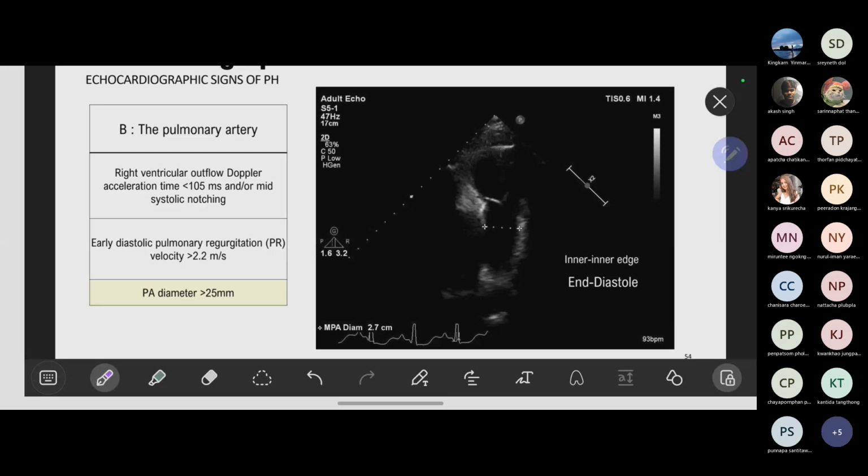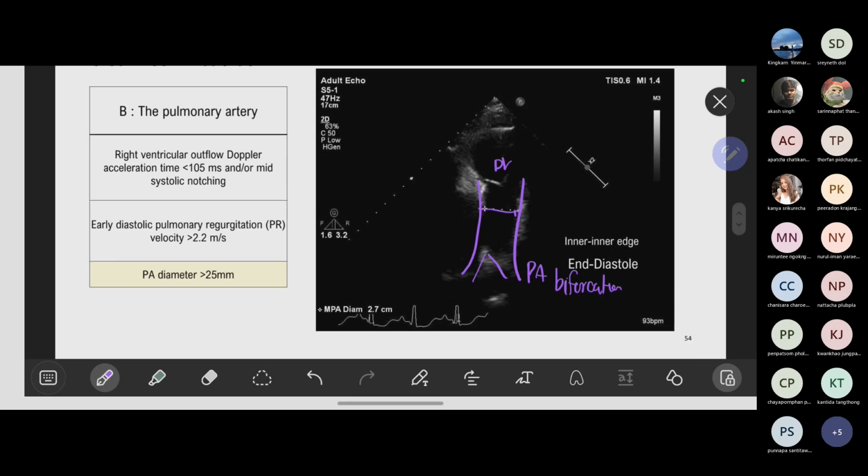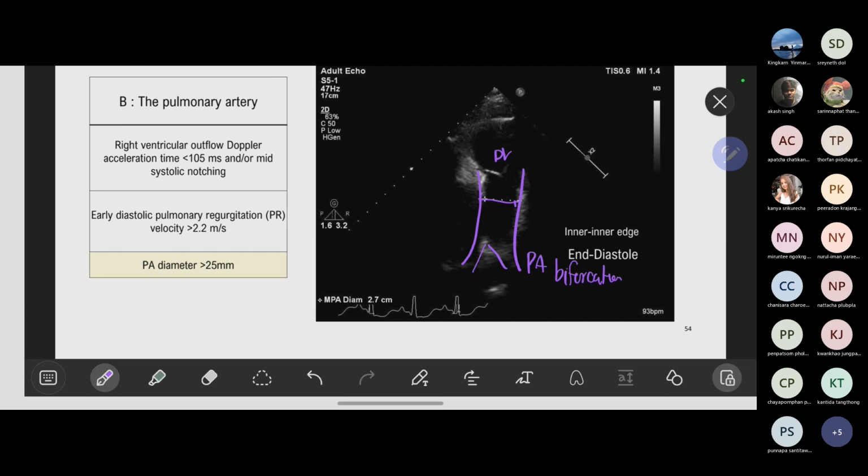Next is measurement of the main pulmonary artery, which is measured midway between the pulmonic valve and the PA bifurcation. You have to measure inner edge to inner edge at end-diastole. If it's more than 2.5, it indicates abnormal.